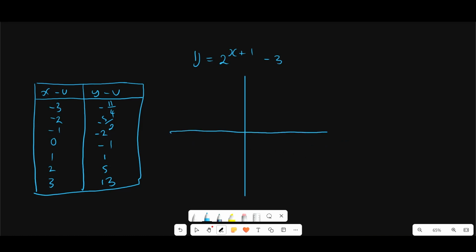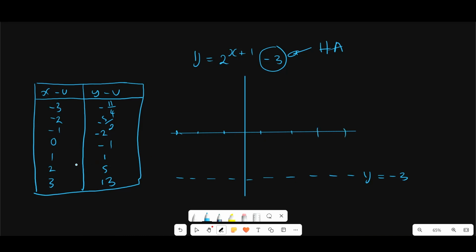I'm just going to sketch my graph. So all I need is that. Now I know that this is my horizontal asymptote, so I'm going to start with that. I'll put my horizontal asymptote there, y is equal to -3, and then I'm just going to sketch the graph. I can see that -3 is somewhere there, -2 is somewhere there, -1 somewhere there, and 0, 1, 2, 3, 4.